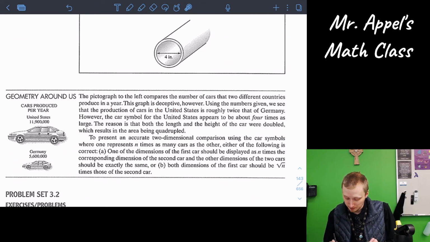Using the numbers given, we see that the production of cars in the United States is roughly twice that of Germany, right? Almost 12 million versus 5.6, closing in on 6 million. Yeah, about double. However, the car symbol for the United States appears to be about 4 times as large. The reason is that both the length and the height of the car were doubled, which results in the area being quadrupled.